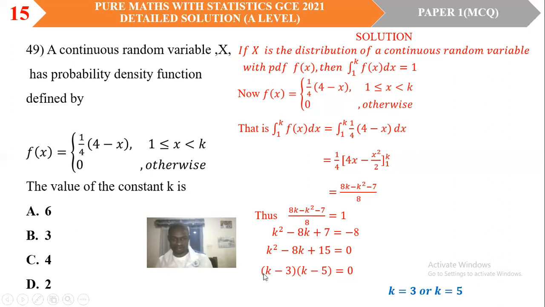And if we factorize this, having this product of linear factors, we use the principle of factorization to get the values of k, which gives k equals 3 or k equals 5. But in our alternatives, the only alternative that has been given is 3. Thus, answer B.